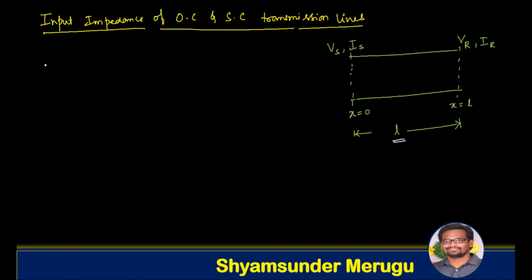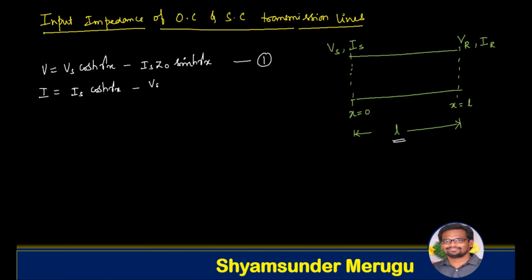Now the wave equations on the transmission lines can be written as V equals Vs cosh gamma x minus Is Z0 sinh gamma x. Let us consider this one as equation 1, and the current expression that we can write as I equals Is cosh gamma x minus Vs over Z0 sinh gamma x. Let us consider this one as equation 2.